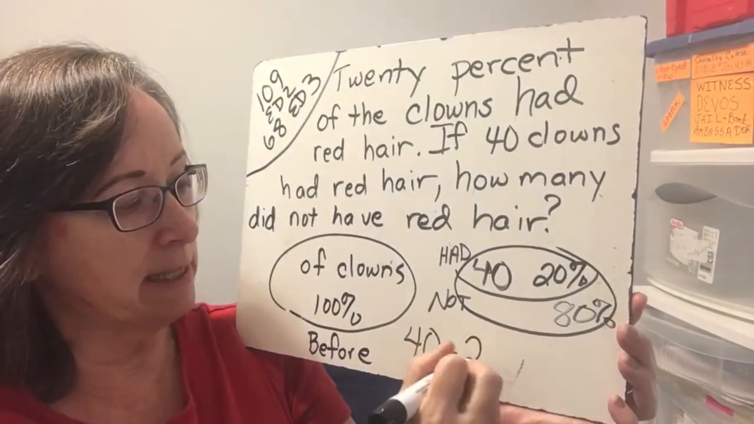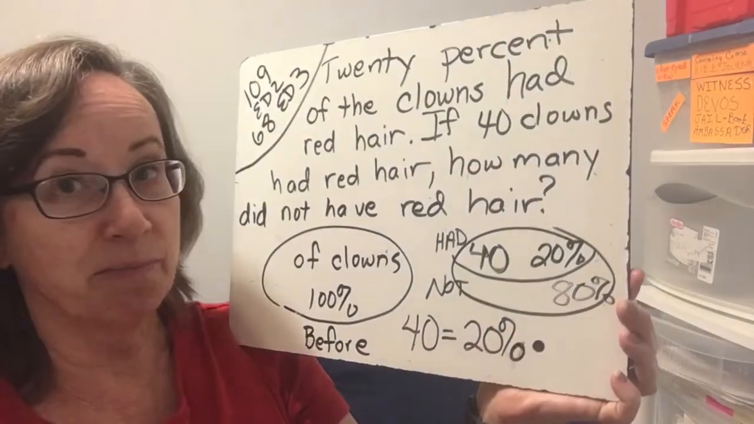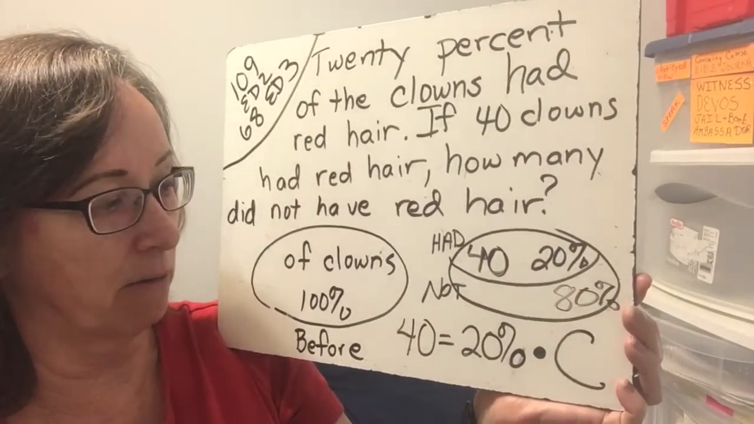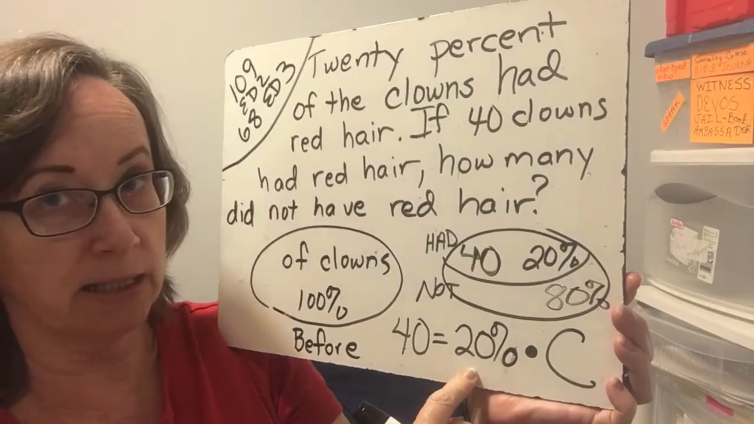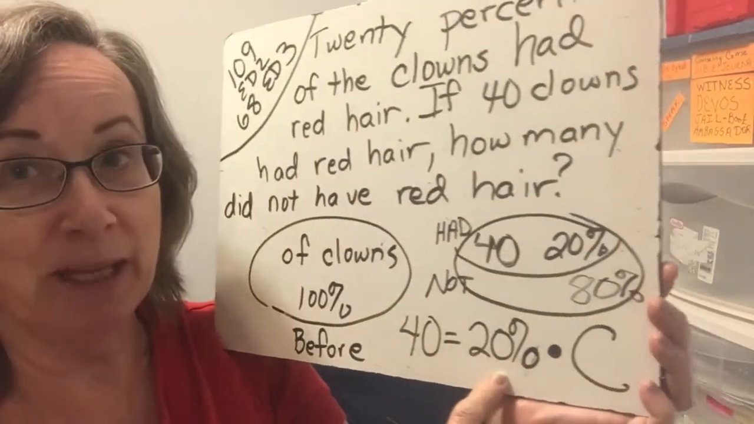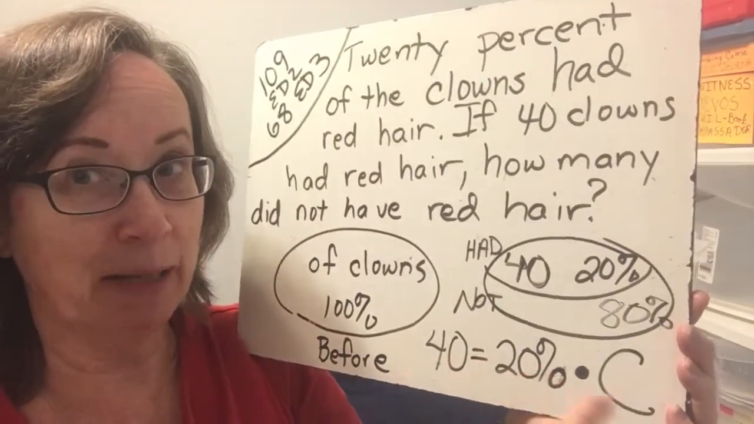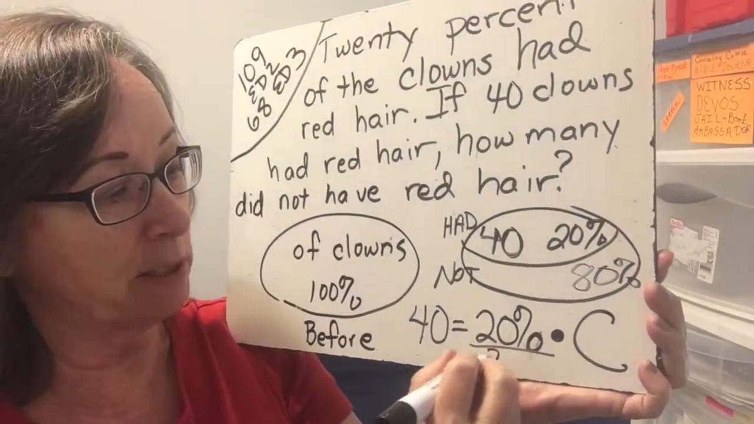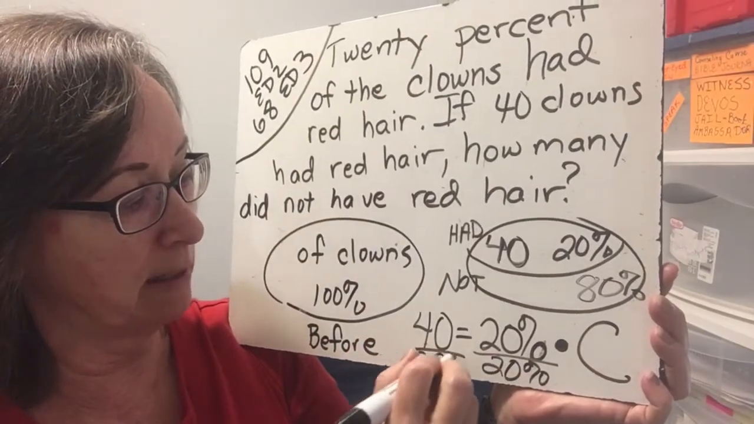Now we know that 40 is 20% of, and "of" means times, the total number of clowns. So 40 is the 20% of the clowns. We can put our equal sign where the "is" is. And 20% is 0.2. So we're going to divide both sides by 20% to get the C.